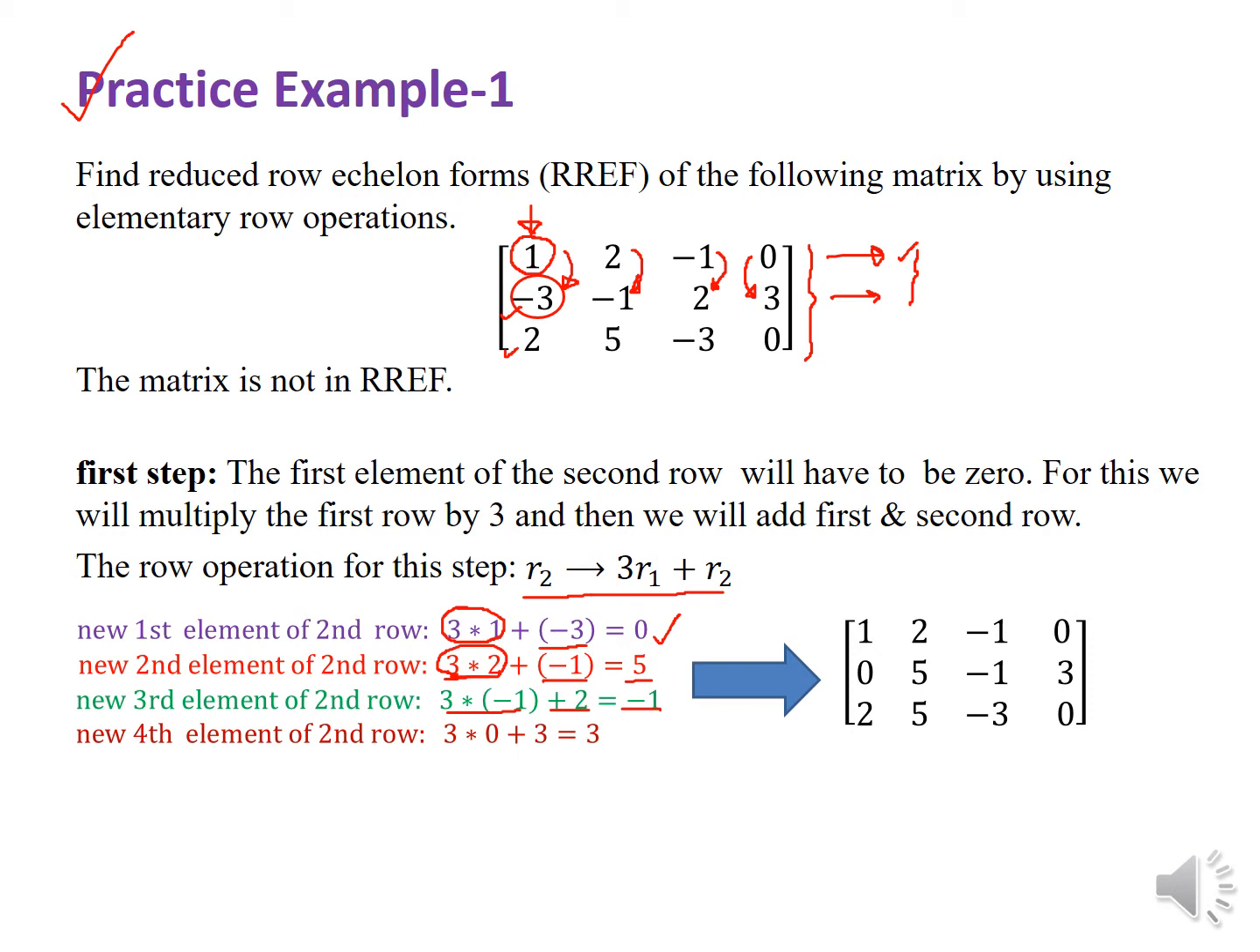So the new fourth element of second row will be 3 into the fourth element of first row, that means 3 into 0, plus the fourth element of second row, that means 3. So in total we get 0 plus 3 is equal to 3.